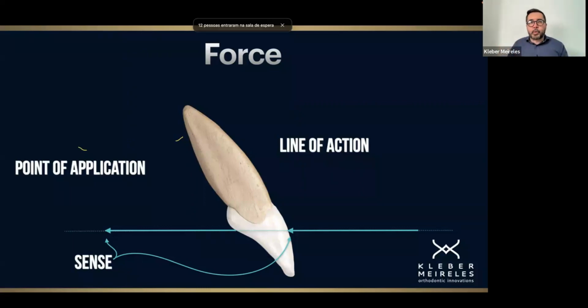But knowing what we want and applying the right line of action of the force will give the orthodontist the opportunity to do faster treatments and the correct way of doing the treatment.